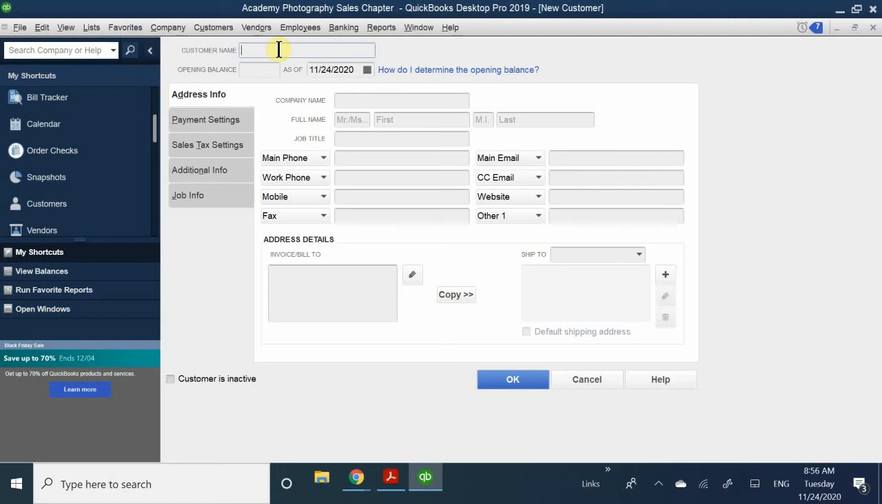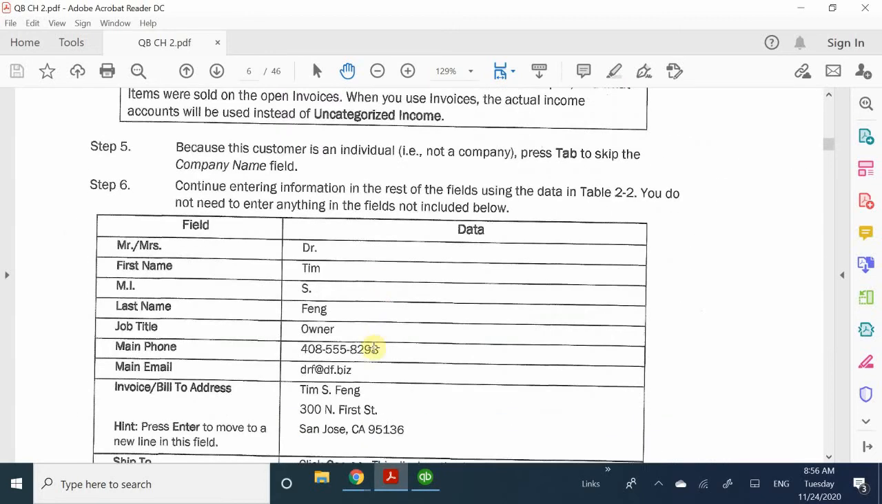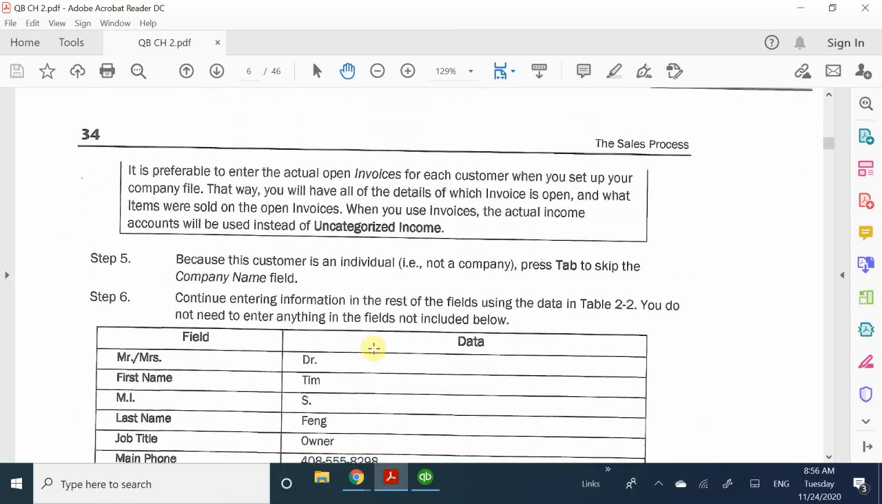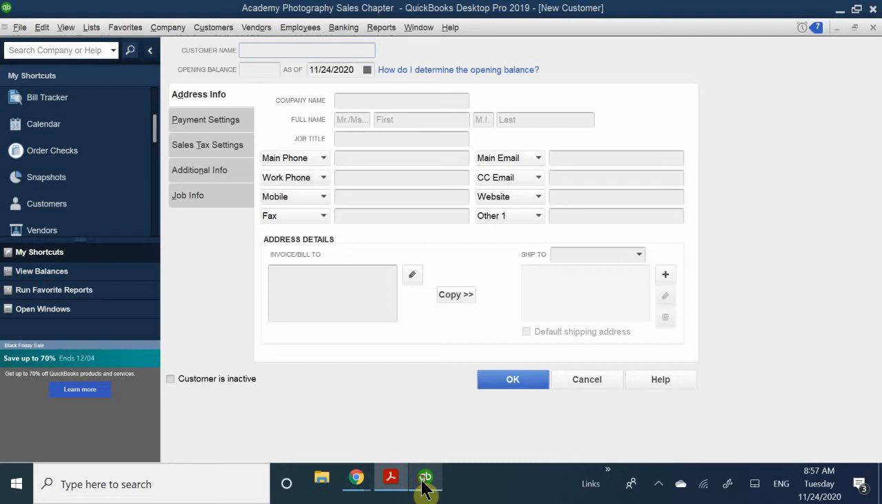So with that being said, we don't have a company name for this individual, okay? And let me go ahead and double confirm with you guys what page I am on. So here, we're on page 34. So I need you guys to help me fill out this information. So again, no company name. It's just an individual. Date doesn't matter unless you have a transaction. So again, company name doesn't matter.